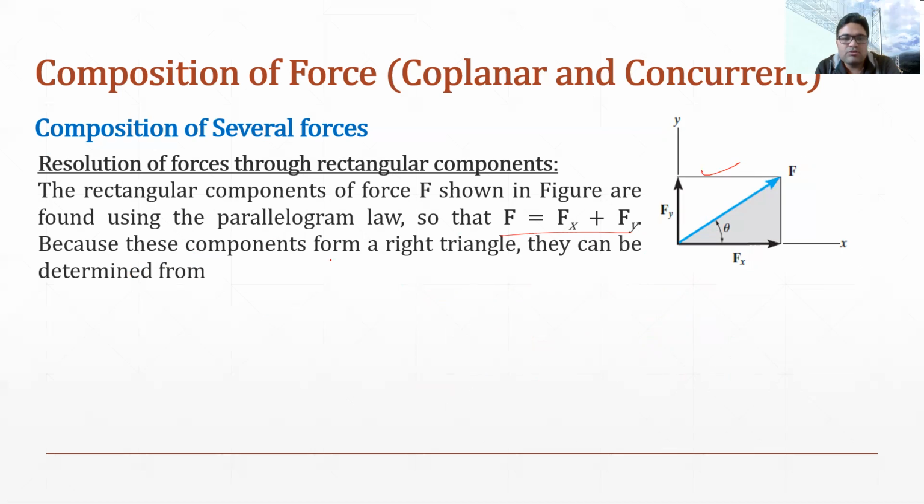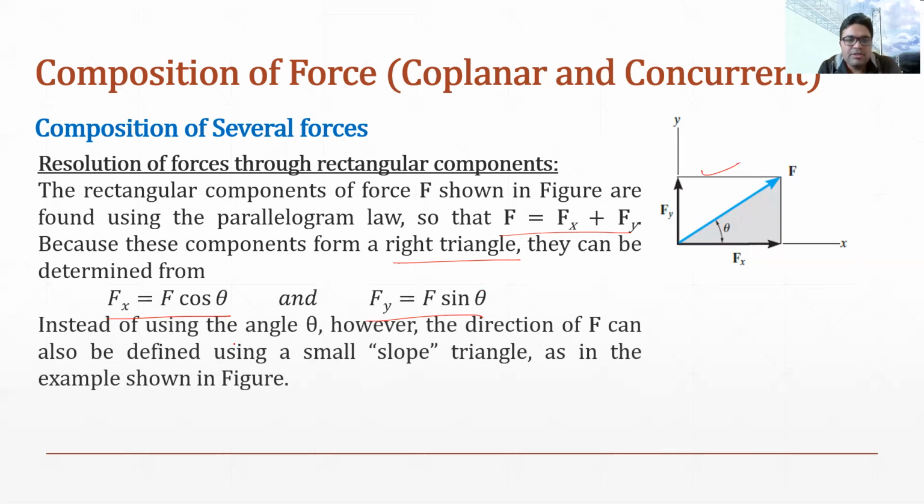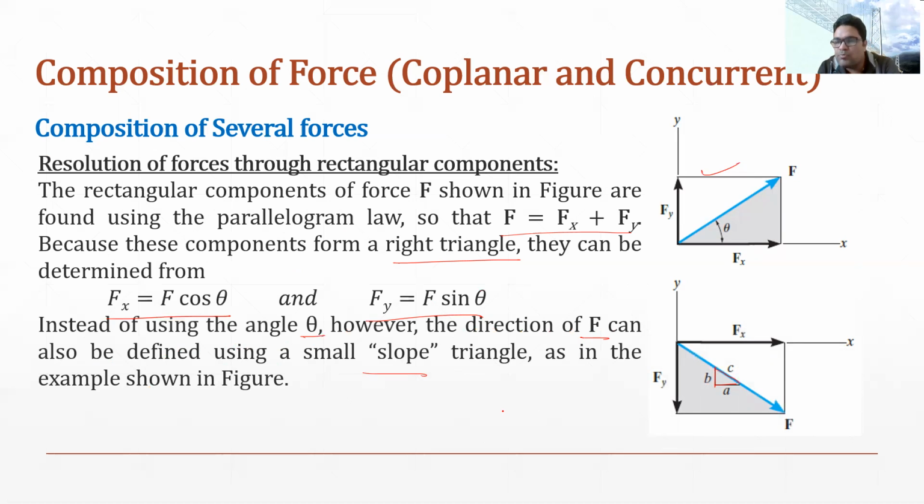So because these components form a right triangle, they can be determined, as I explained in the previous case also, Fx as F cos theta, Fy as F sin theta. And I have explained, sometimes instead of using the angle theta, the direction of F can also be defined using a small slope triangle, as in the example. So this small triangle is actually showing the slope of this force. So in that case, how do we find out the value of Fx and value of Fy?